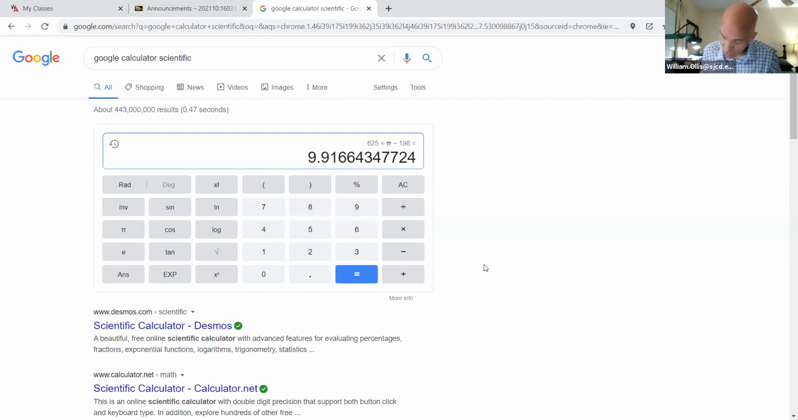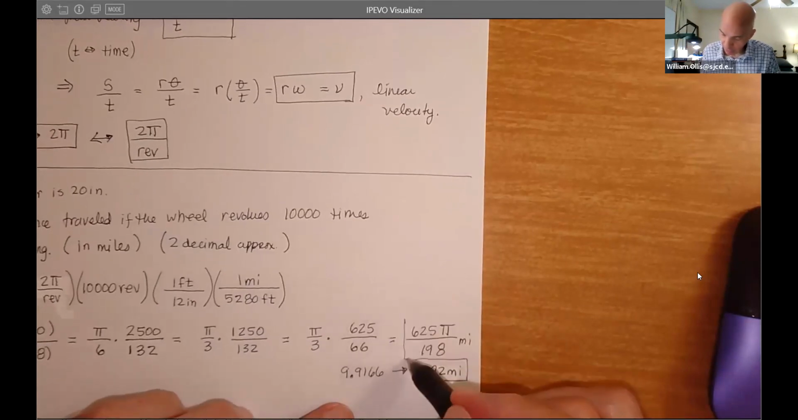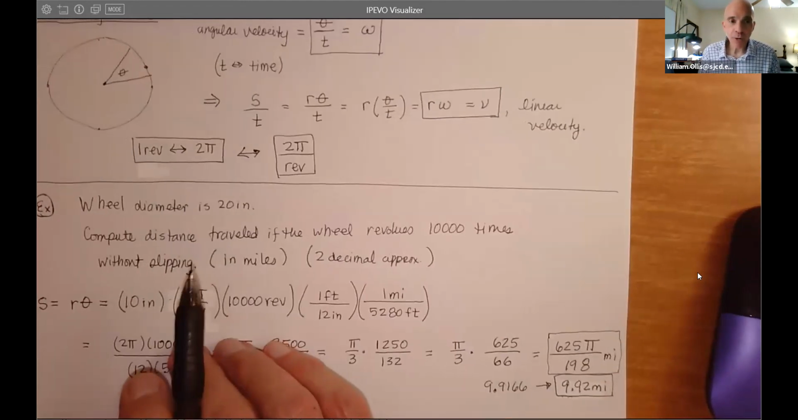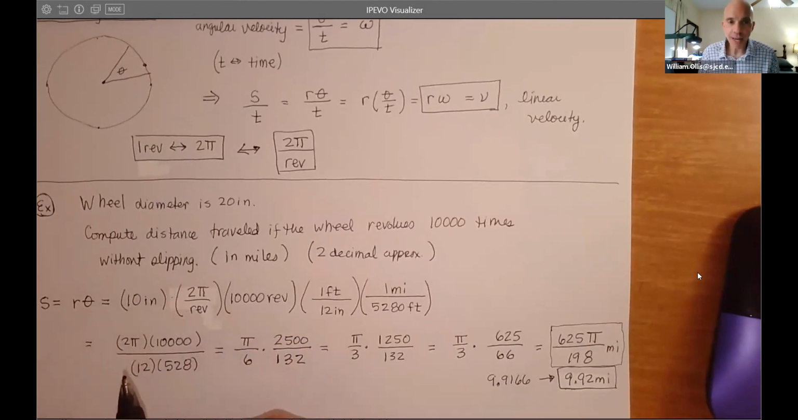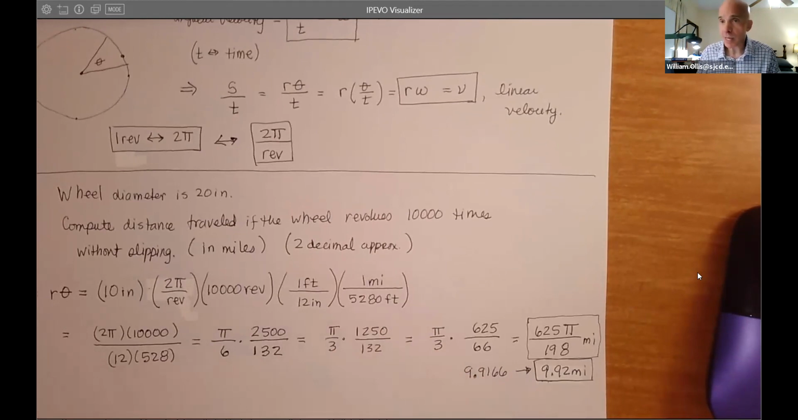9.9166, which we can round to 2 decimals, or 9.92 miles. I certainly prefer the exact, and that's okay. But when we do our calculation, if WebAssign just said, okay, stop, and no approximation, here's your answer right here. But then maybe you've got a client that needs an approximation, so you use your Google calculator. So that's a lot of distance. If a wheel of 20-inch diameter revolves 10,000 times, you travel 9.92 miles, as long as you don't slip. Let's just say we're not in the rain or in the snow.